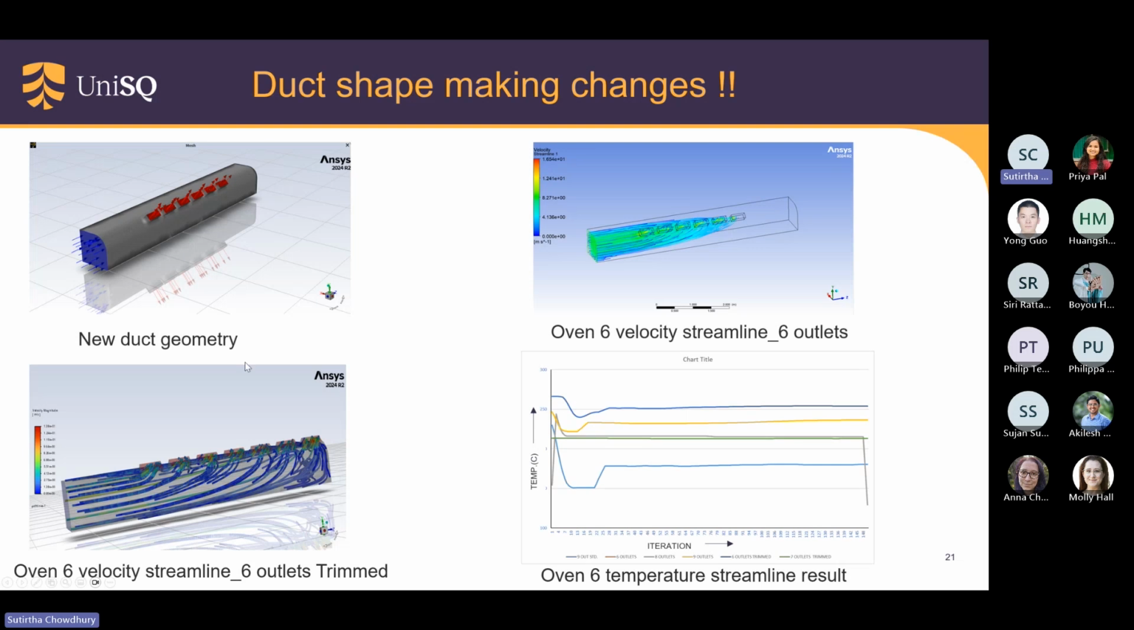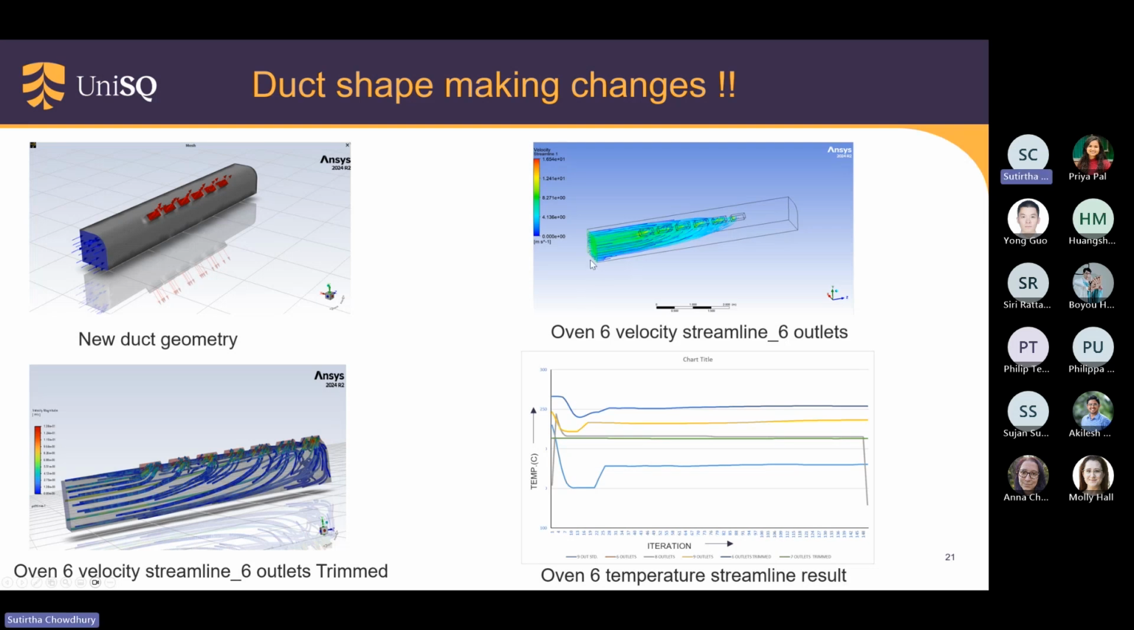Now we have focused on the duct shape. Now we have changed the duct shape. Before that, you have seen it has some shapes. Now we have changed the duct shape to a rounded one. Before that, there were some chamfers on the outlet sides. Now we have reduced the chamfers, and we have made it a rounded shape in the outlet zone, and we have made it 6 outlets, and below they have the chamfer there.